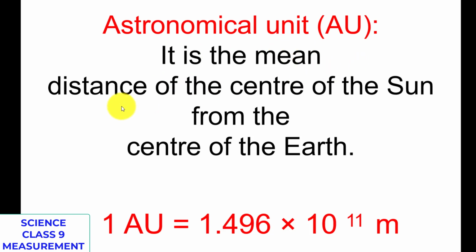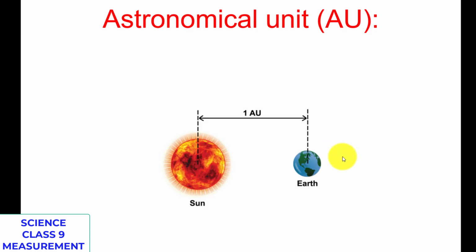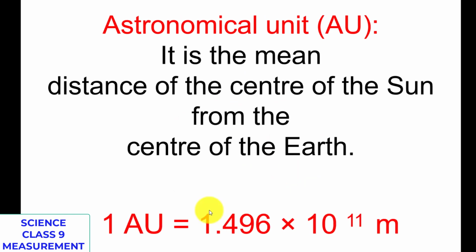It is the mean distance of the center of the sun from the center of the earth. I will give you one picture. See this picture. Where is the center of the sun? Here it is the center of the sun. And you look at the center of the earth. If you measure the distance between the sun and that of the earth, the center point, then that is called as astronomical unit.